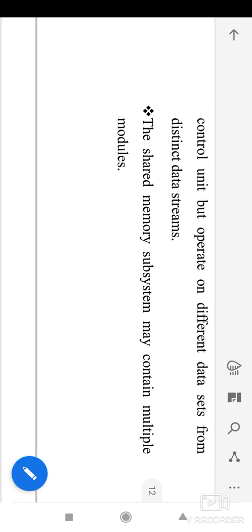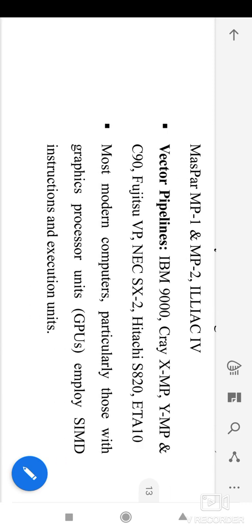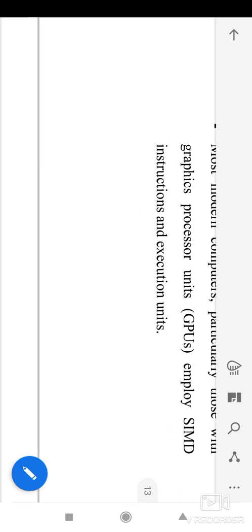So here we have the shared memory subsystem which contains multiple modules, and its examples are processor arrays. For example, the Thinking Machines CM-2, MasPar MP-1 and MP-2, ILLIAC IV. Then vector pipeline systems like IBM 9000, Cray X-MP, Y-MP, C90, etc. Then most modern computers, particularly those which have graphics processing units, employ the SIMD architecture.